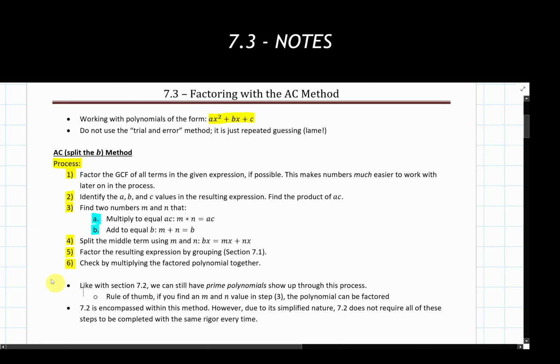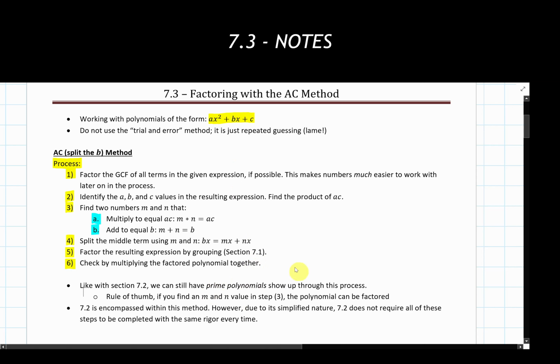A couple last things I want to mention down here. We can still have prime polynomials showing up as we go through this process. That could mean I can't factor anything out from our first step, and I couldn't find any two numbers that multiply to be AC and add together to be B, so I just can't do anything with the original thing that I've been given. It can't be factored, and that's not a reflection on you missing something or there being some trick somewhere else with it. It's a prime polynomial. I can't do anything with it.